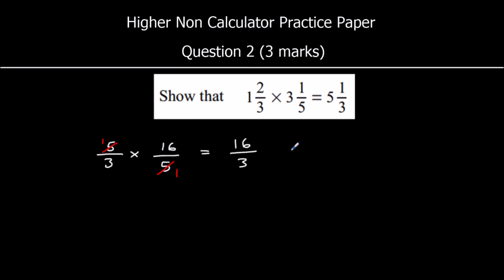How many 3s go into 16? So it goes in 5 times with 1 left over. So 5 1/3.